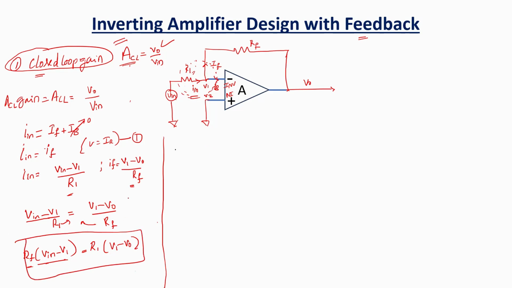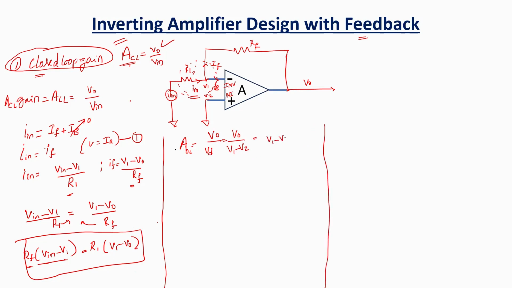Now let us try to understand from the open loop equations. What do the open loop equations say? It is very important to understand the open loop equations. So the open loop gain is nothing but equal to V naught divided by V difference. That is V naught divided by V1 minus V2. This is the open loop equation, right? So it is something like this.